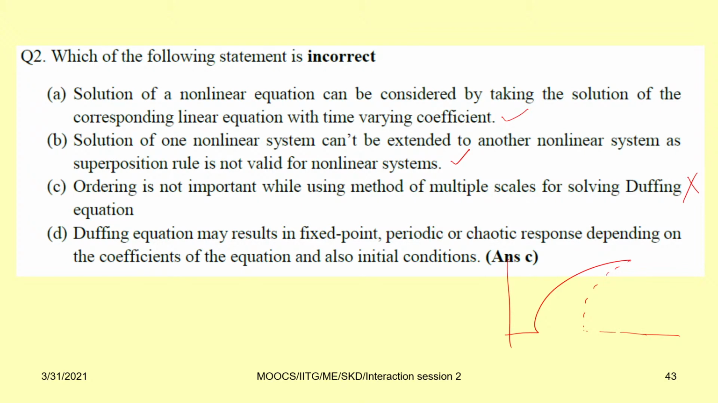For example, if you write this Duffing equation as u double dot minus u plus epsilon u dot plus epsilon u cube equal to f sine omega t, in this case you have a negative sign on u. Generally you can get either a periodic response or the response may be chaotic depending on the coefficients. For different coefficients, you can get periodic or chaotic responses.